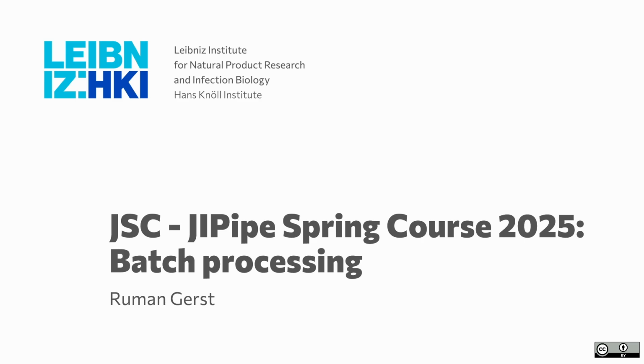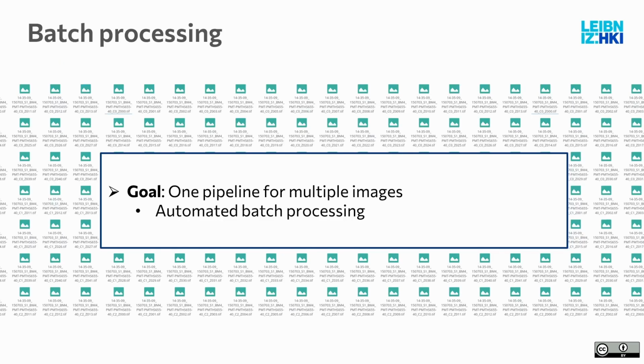So, batch processing. The goal is that we don't have the JIPipe pipeline only for one image, we have it for multiple images. Ideally, it runs completely automatically, and we don't have to take care of it. We start it, we run it, we go away, go to lunch, go home, and then come back, and it's done after that. This is the goal.